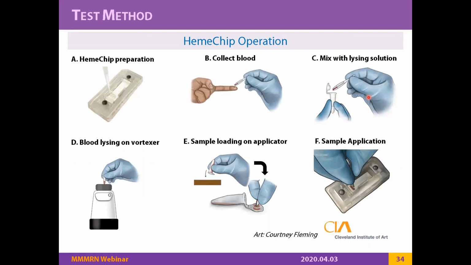So we talked about how the cartridge works. We'll talk now about how the test is done. When you want to test a patient, we take a cartridge and we have to go through some preparation. That's what is shown here. Then we collect the blood and we do some processing of the blood sample as well. And then we have a special applicator that we use to transfer the sample to the cartridge.